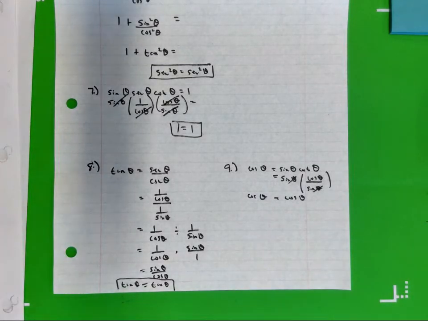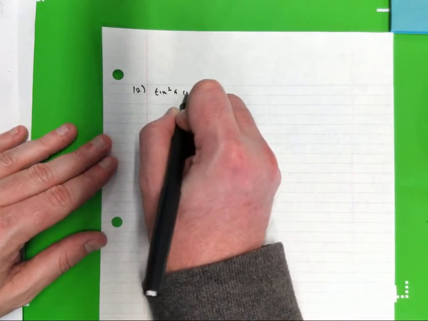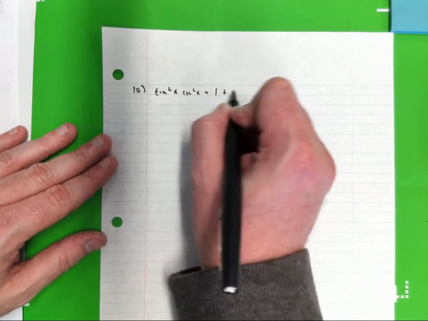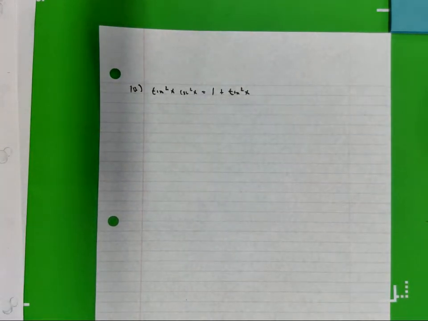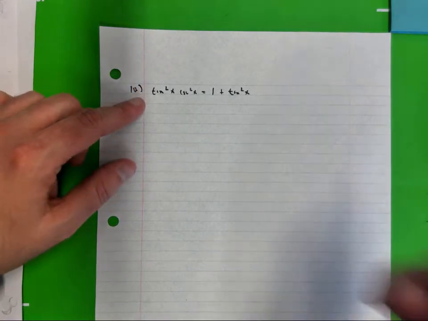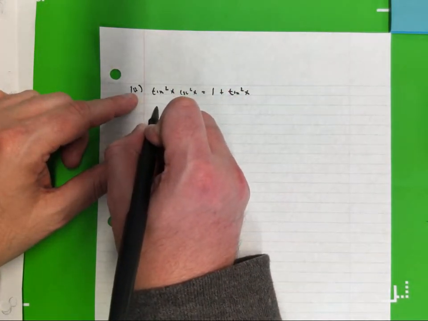Okay. Number 10. Tangent squared x times cosecant squared x equals 1 plus tangent squared x. Guys, this is going to be an example where you show that both sides are equal to each other. Because watch this. I'm going to start breaking this down, this right side.